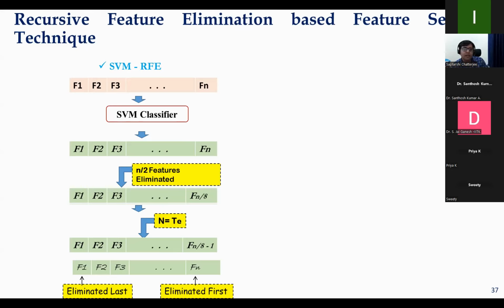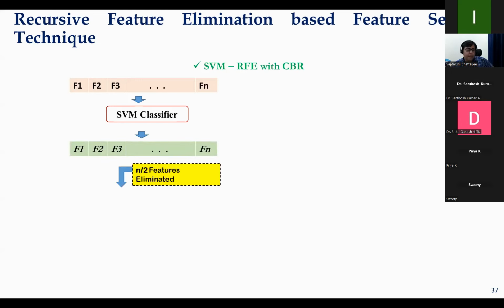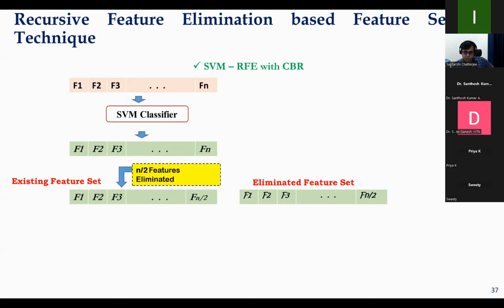And what happens? We may be eliminating some important features because they are correlated. Because of their correlation, some features are being eliminated which may have the potential to improve the classification performance. So this technique has been modified by introducing a correlation bias reduction technique, where after eliminating the half of those features, we have two feature sets. One is the existing feature set and another is the eliminated feature set.